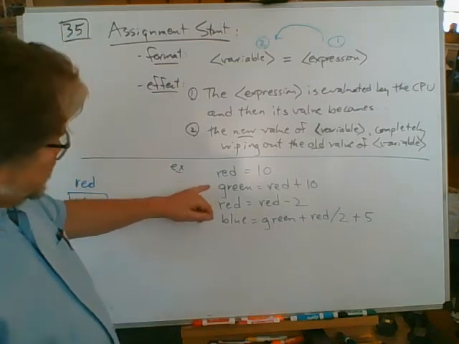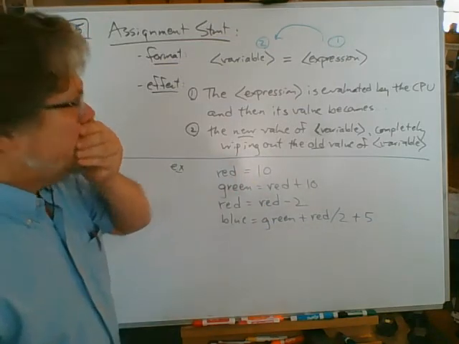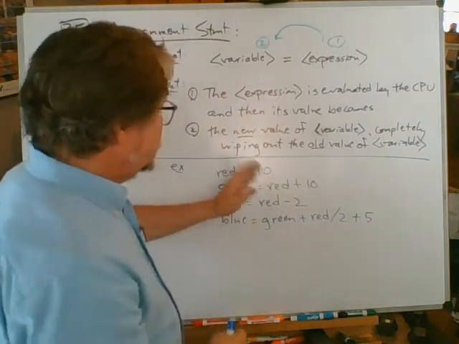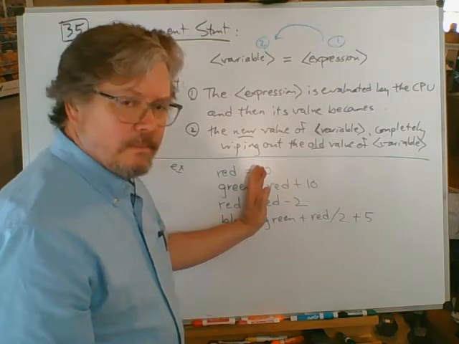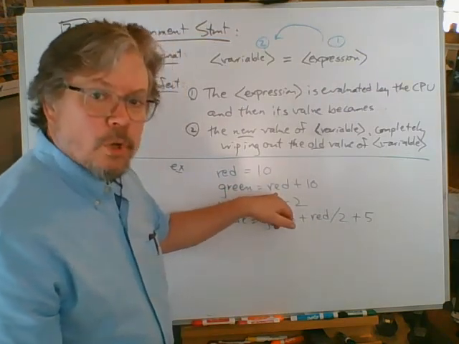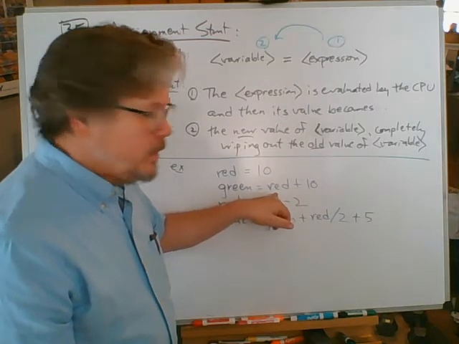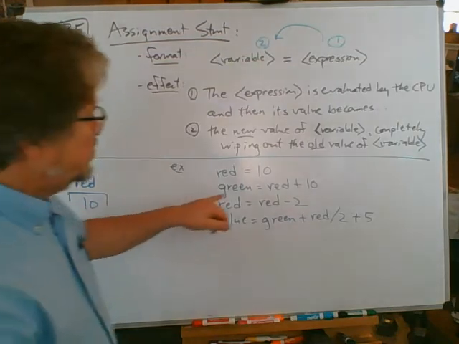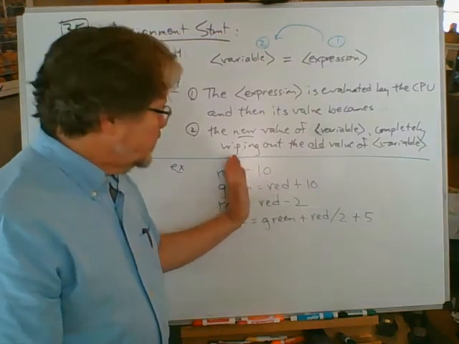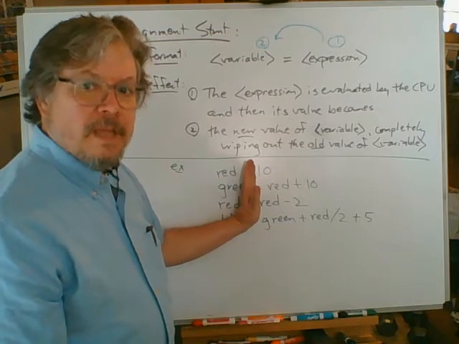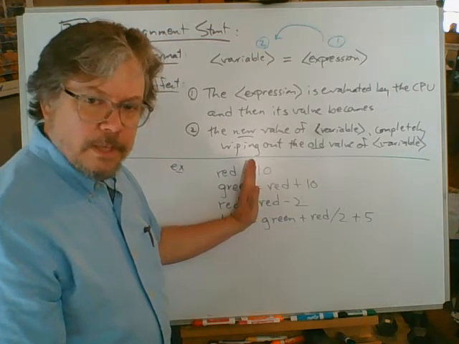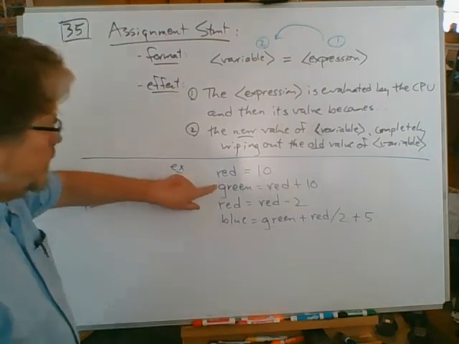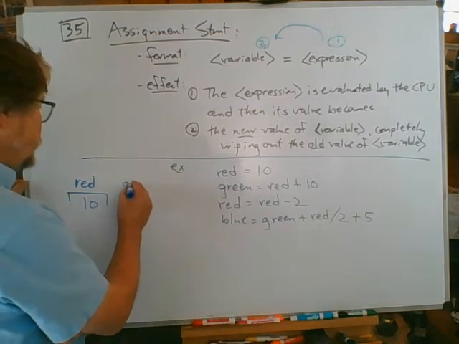What about this one? This one ramps it up just a little bit. It starts on the right-hand side, step 1. Evaluate the expression. Well, how does it evaluate red plus 10? It has to look and see the current value stored in memory, at the memory location for variable red. What's the current value of red? Well, it's 10. The current value of red plus 10 more is 20. That's all of step 1. Then and only then will the CPU say, okay, now I've got that 10 plus 10 equals 20. Where do you want me to put it? Let's put it here in variable green.